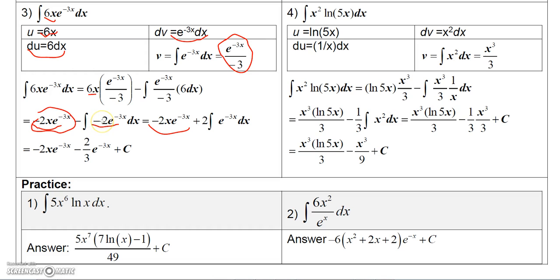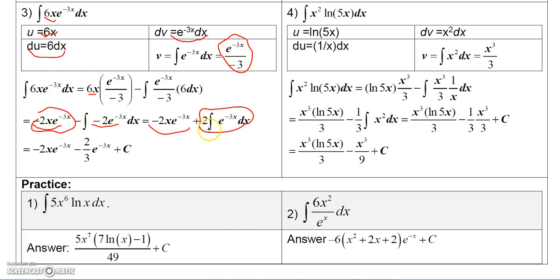Well, what if I factored the -2 out of the integral? Well, then I would have negative times a negative, which is positive, so that would give me +2 e to the -3x. Okay, so my last step would be to evaluate this integral, the integral of e to the -3x dx. And we already know how to do that.